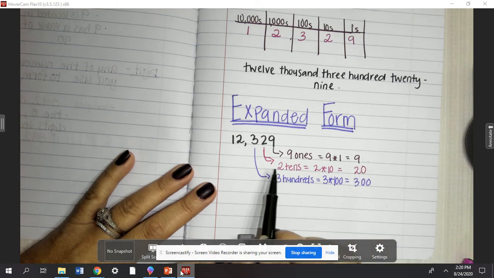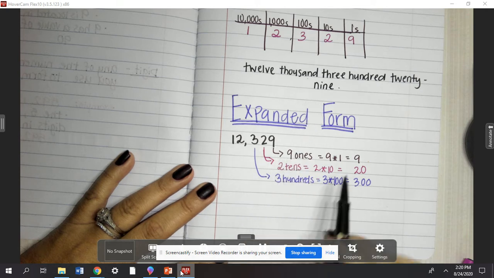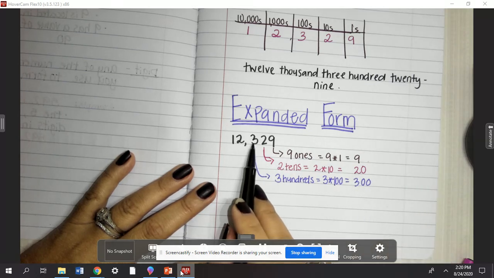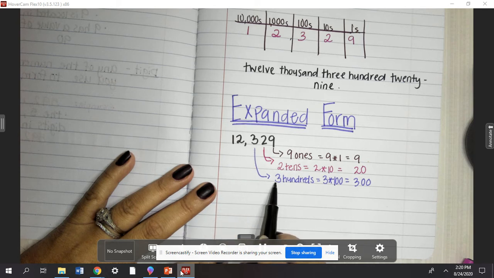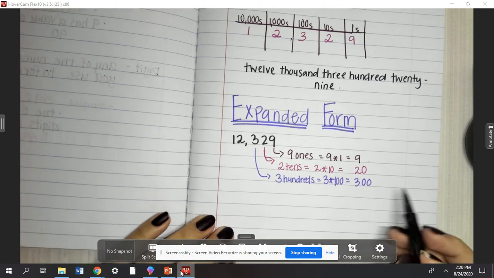9. Then the next one I have is 2. Like we talked about earlier in the chart, if I have 2 tens, I can also write that as 2 times 10. So if I had 2 $10 bills, how much would I have? I would have 20. Then I have hundreds. How many hundreds do I have? I have 3 of them. So if I have 3 $100 bills, that's the same as 3 times 100. I would have a value of 300.